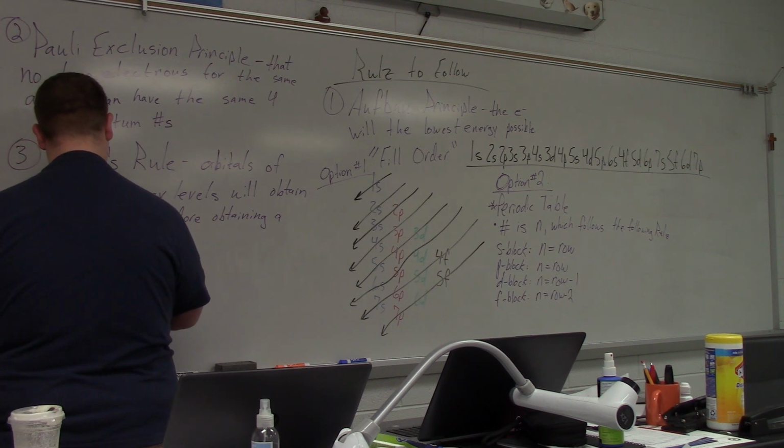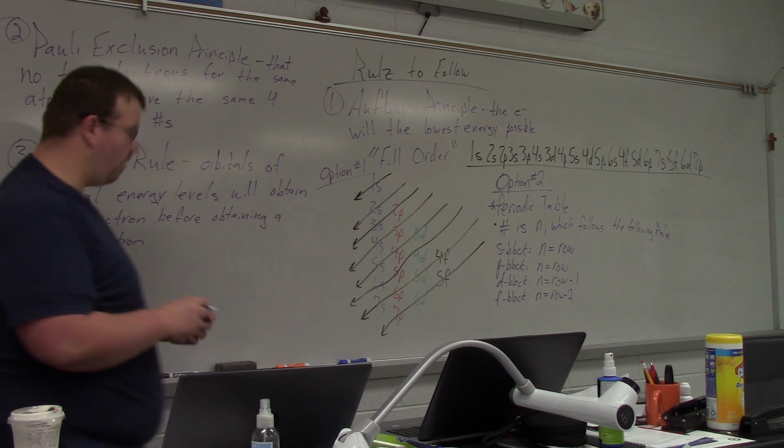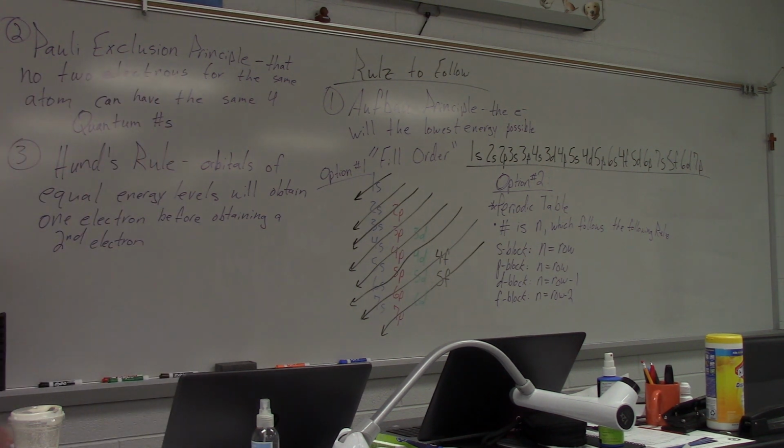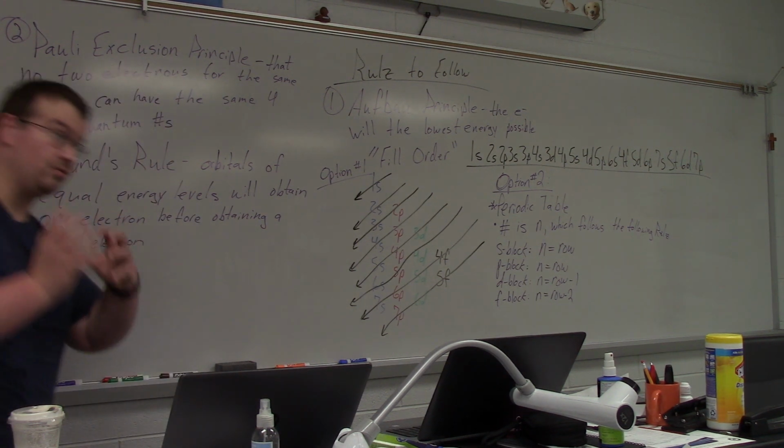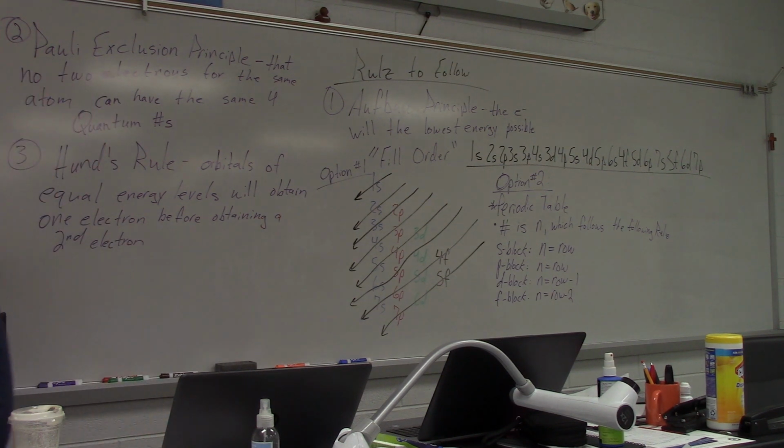Orbital, can? I will let you know orbitals are the probability areas of where we find electrons. So this is where electrons are located. That's what orbitals are. Here are the three rules.